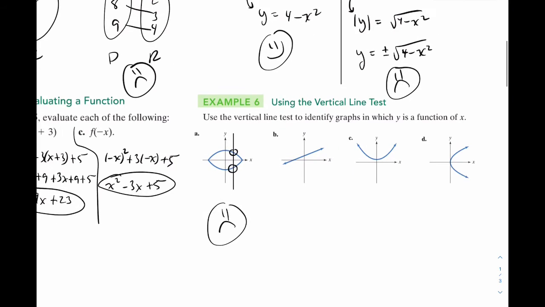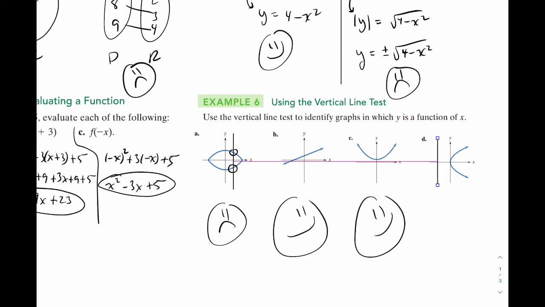So for b, anywhere you put a vertical line, you can see it will only hit 1 point. So this is a function. Let's go to c. Yep, no matter where you put this line, that is a function. But look at d right there. Hits 2 points. That would mean that one x value is hitting 2 y values. That is not a function.